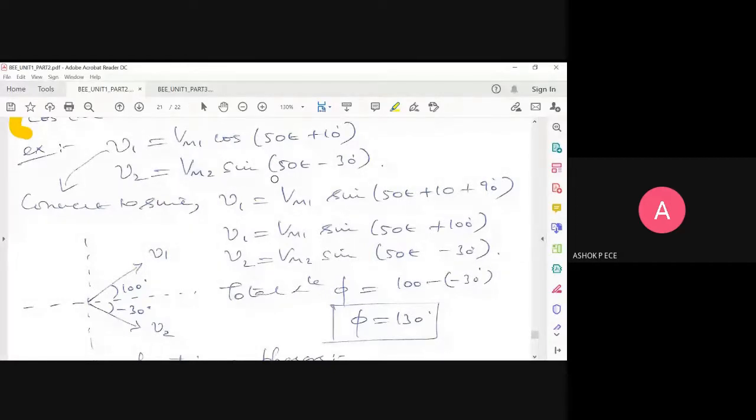Is the frequency the same for both the waveforms? Yes, sir. What is the frequency?